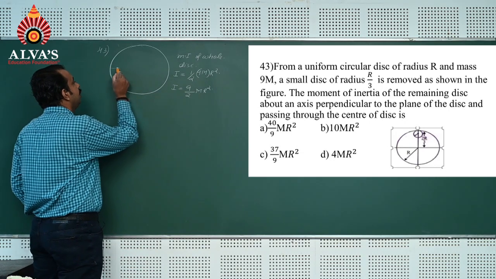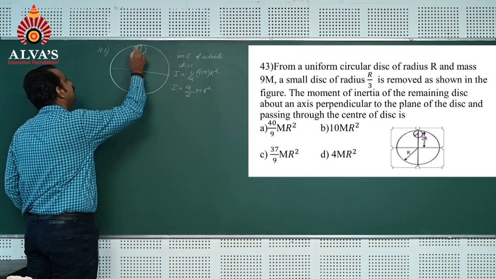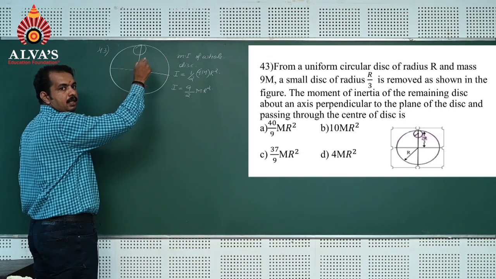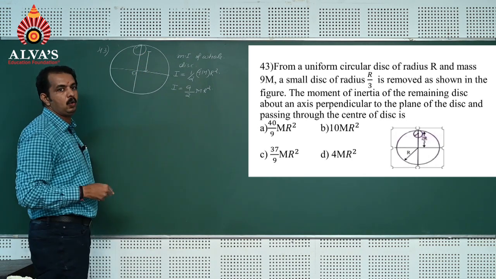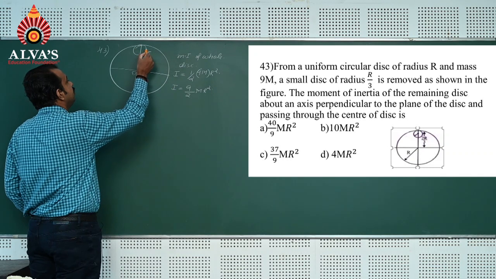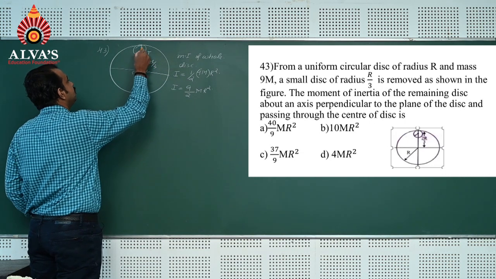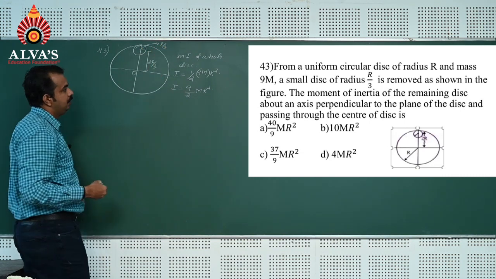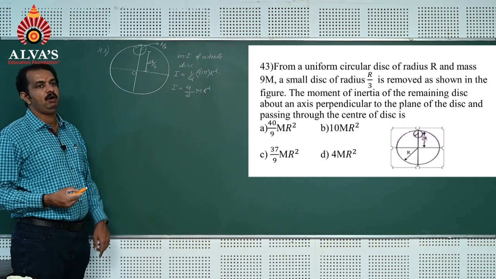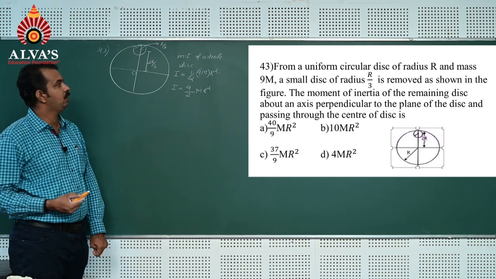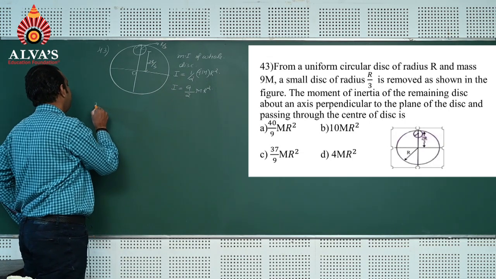Now, if a small portion of the circular disk is removed from the whole circular disk, the distance from the center to here is 2r by 3 and the radius of this is r by 3. To find the moment of inertia of the remaining circular disk after the small circular disk is removed, we should know the mass of the circular disk to be removed.